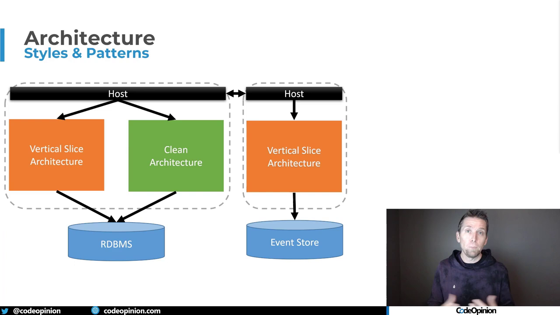So maybe for a particular set, you still have these two hosted together. That's the physical aspect of the physical view. And maybe we're just using a relational database there. But we have this other boundary, a separate service, if you will, that is using vertical slice architecture, and within it, maybe it's not using a relational database. Maybe it's doing event sourcing and has an event store.